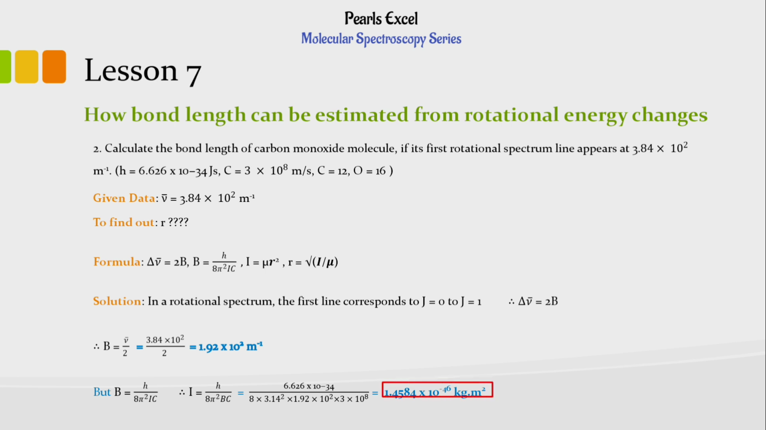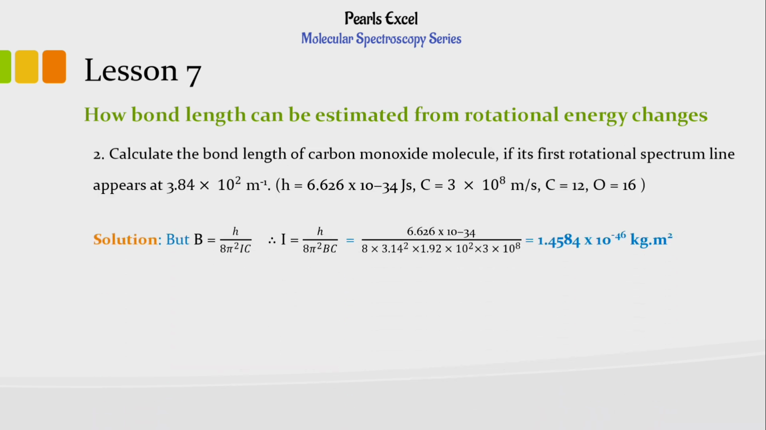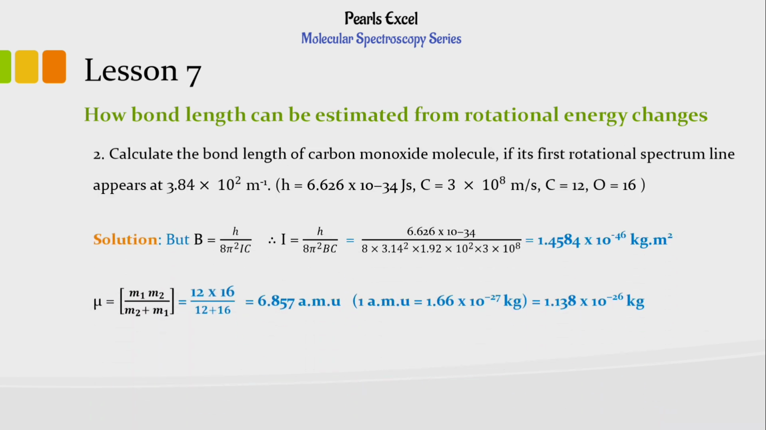Now calculate the mu value using the formula mu is equal to m1 m2 divided by m2 plus m1. Add the values to this formula, we will get the answer 6.857 atomic mass unit. Now convert this unit into kg. For this, multiply the answer with 1.66 into 10 to the power minus 27 kg. We got the answer 1.138 into 10 to the power minus 26 kg.